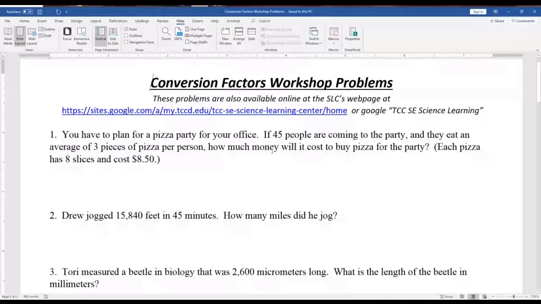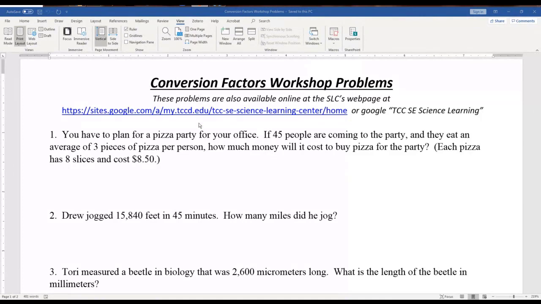I shared with you our conversion factor workshop practice problems. We're going to be using this as a framework, but I'm also going to be giving some additional notes on this as well.